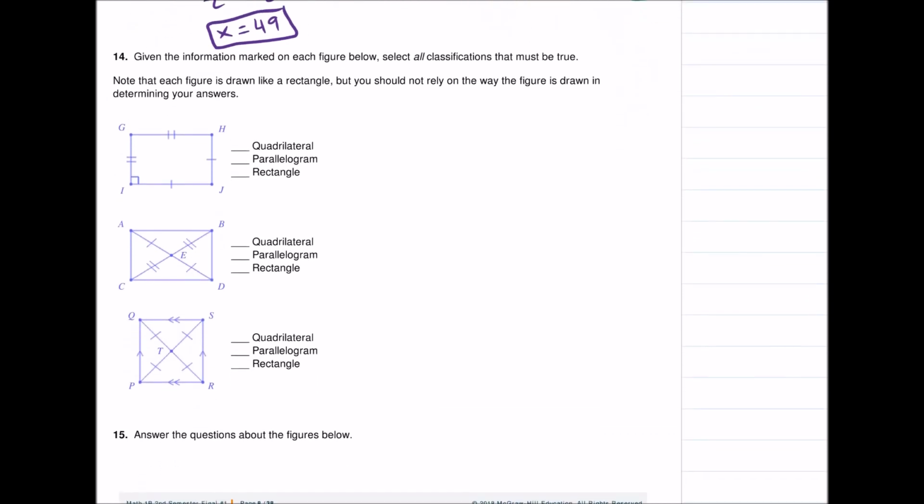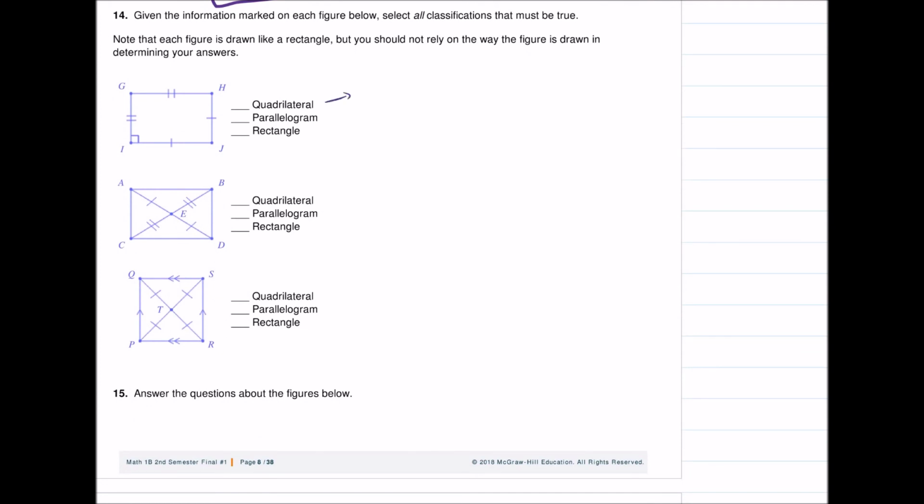Number 14. Okay, a quadrilateral is a shape with four sides. A rectangle is a parallelogram with 90 degree angles. Okay, a rectangle can have diagonals that cross and bisect each other, and all the fragments of the diagonals inside are equal to each other.